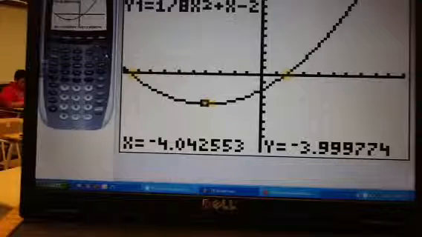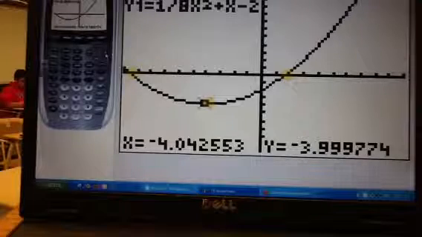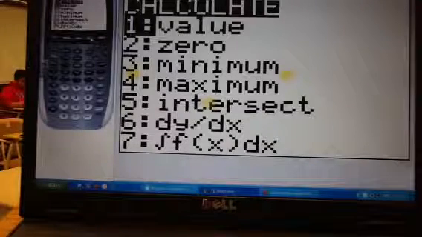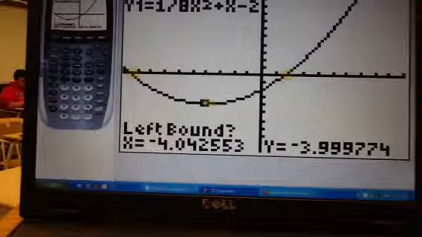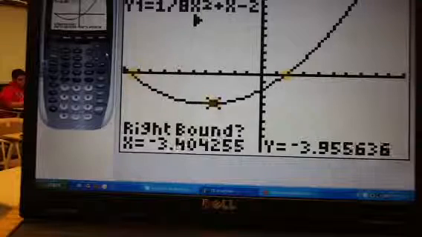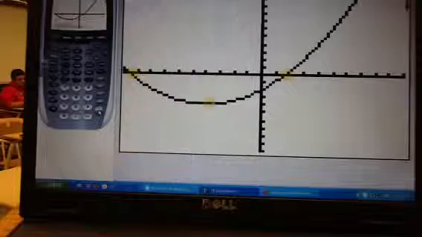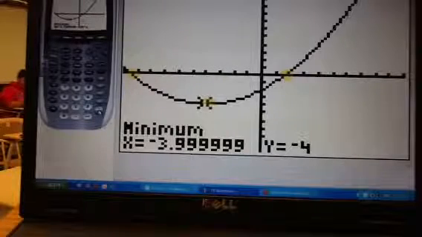Is this a maximum or a minimum? It's a minimum because it's low. So press second trace. All of our stuff comes from second trace. I want a minimum. I have my left and right bound thing again. So I'm going to go a little bit to the left, a little bit to the right, and so I get basically negative 4, negative 4. Okay, it's my vertex. So I have negative 4, negative 4.